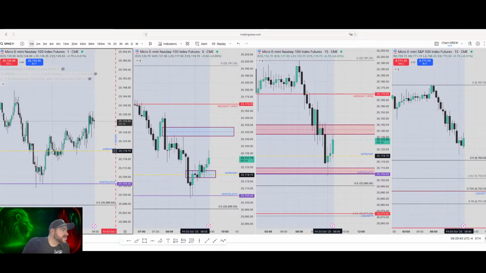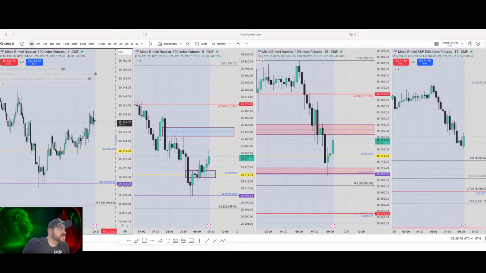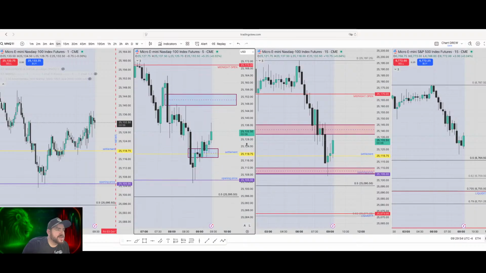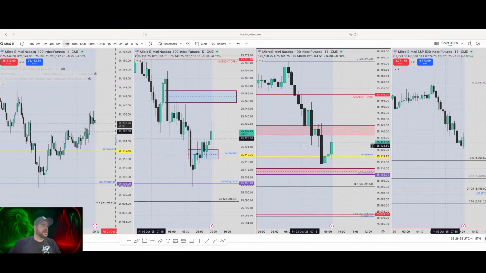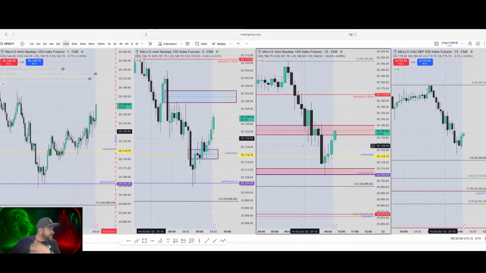Okay. So we're in a slow grind up. We'll see what happens. There's a lot of noise right here on the 1 minute. Right here on the 5 minute is kind of what we need to look at. 15 minute as well, and just see if we can find anything off of that. Okay, market open right now. Let's see what happens here.